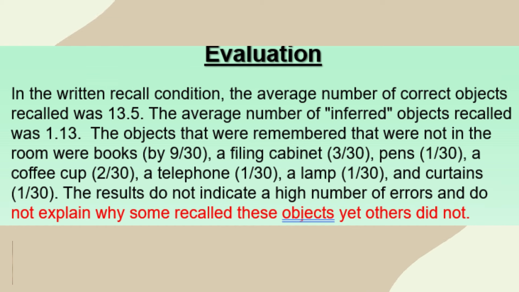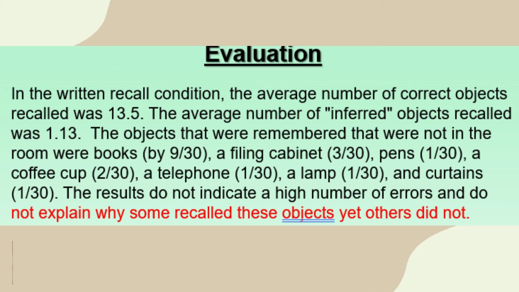The evaluation of the study goes like this. In the written recall condition, the average number of correct objects recalled was 13.5. The average number of inferred objects recalled was 1.13. The objects that were remembered that were not in the room were books, 9 out of 30, a filing cabinet, 3 out of 30, pens, 1 out of 30, a coffee cup, 2 out of 30, telephone, 1 out of 30, a lamp, 1 out of 30, and curtains, 1 out of 30.